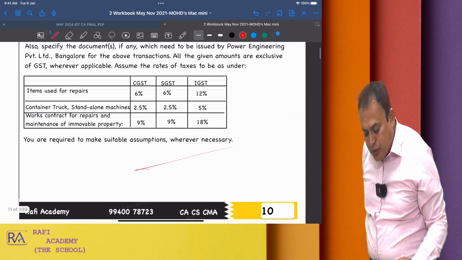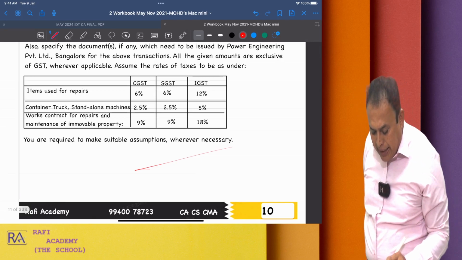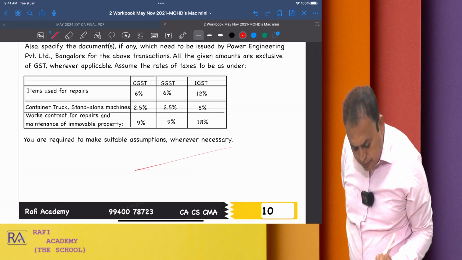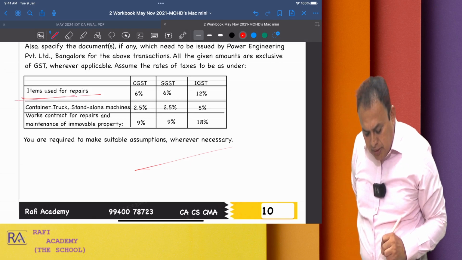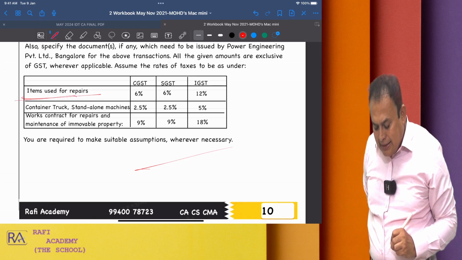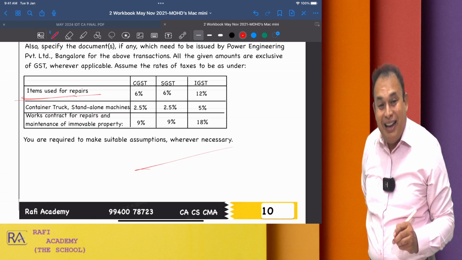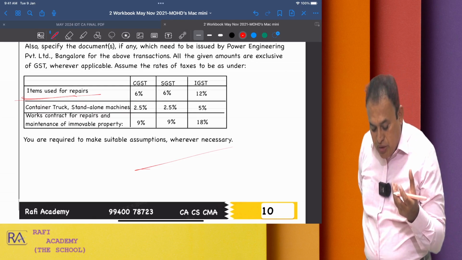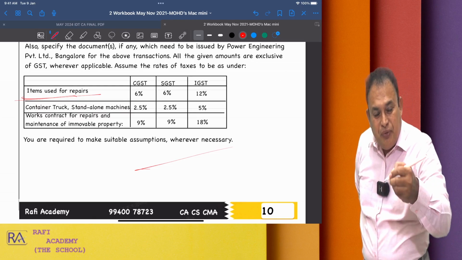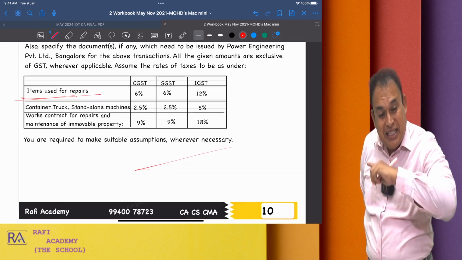For supply of goods, items used for repair. Item is goods. Goods used for repair. The goods sent for repair from head office to branch office. That is supply of goods.